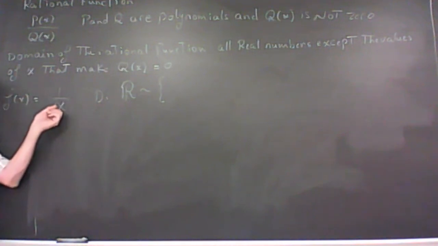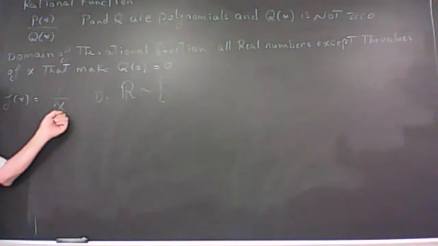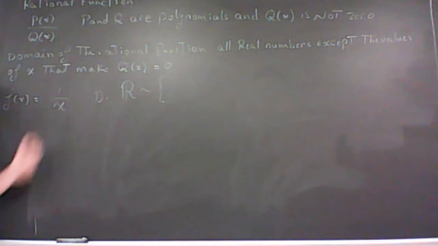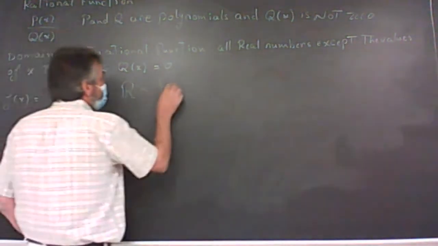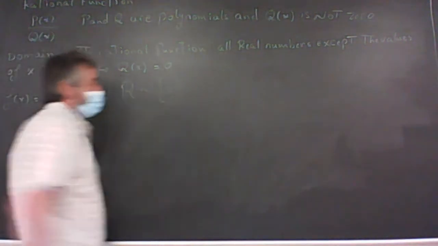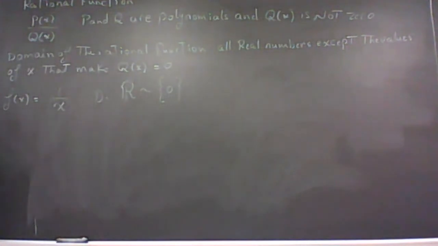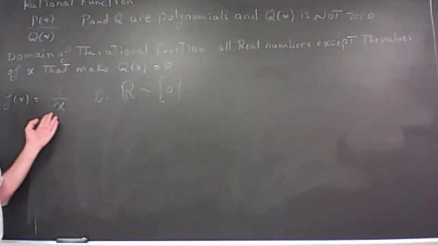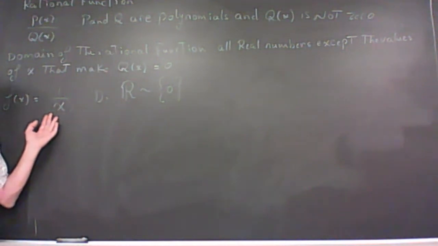When this value is 0, what value of x makes this 0? 0. Yes? So therefore, we want to exclude 0. So now I can substitute any value for x I want, except 0. We cannot have 0 here.